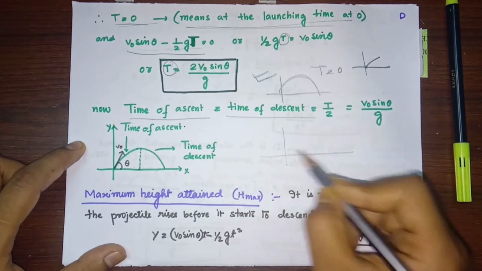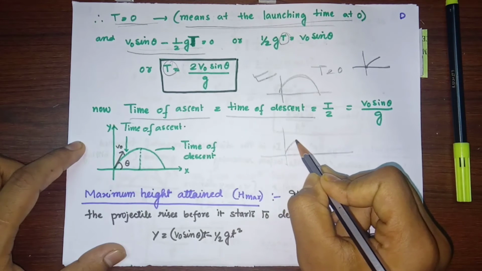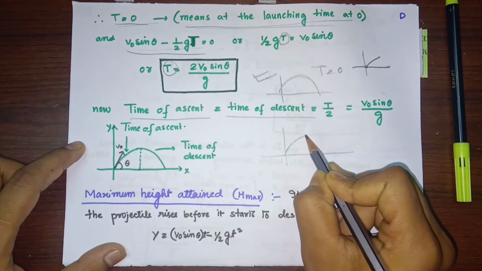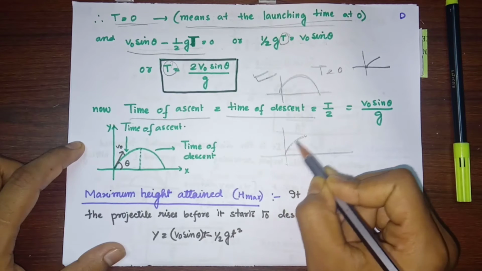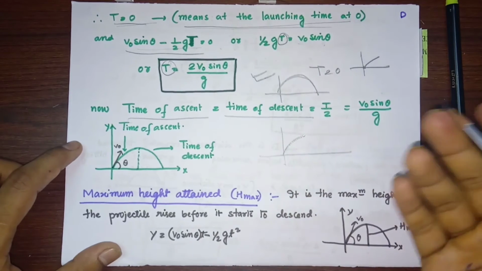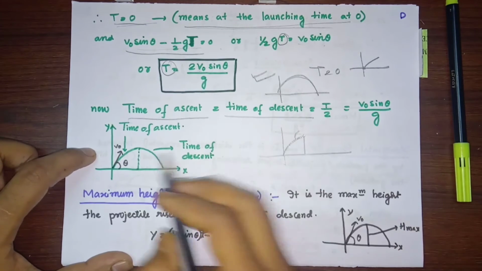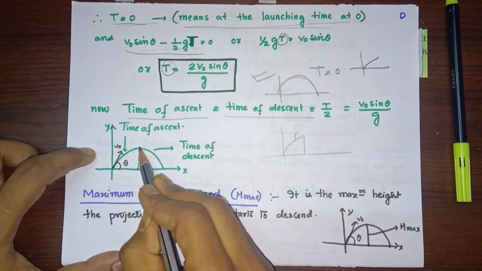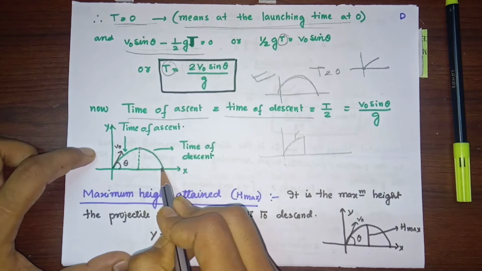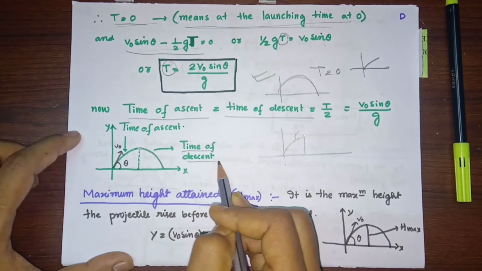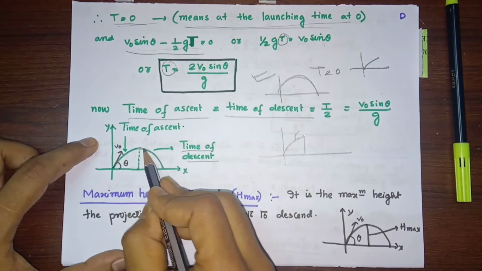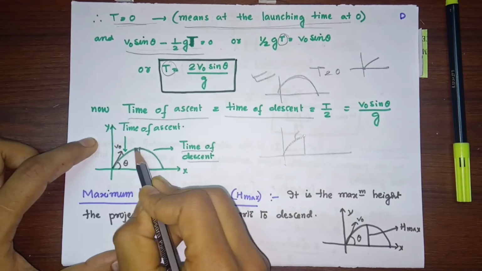What is this? If the projectile moves up to the maximum height, up to that point, the time which is taken is known as the time of ascent. Ascent means increase in height. Okay, this is the time of ascent. And from that particular height, when it starts to fall down, it is the time of descent. Descent means coming downward.